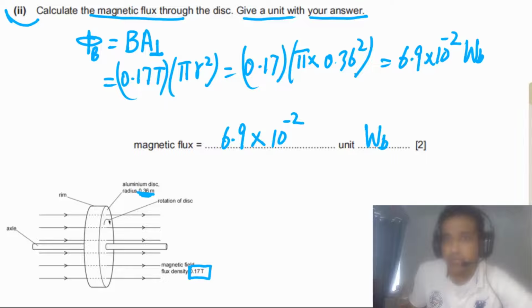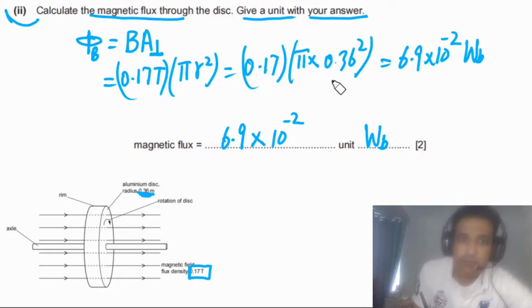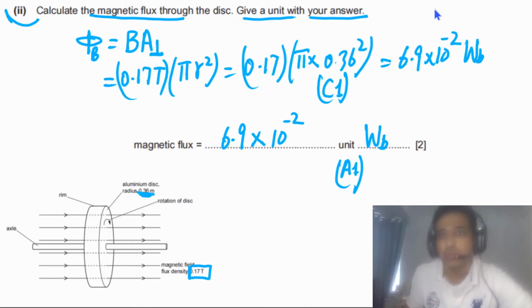This question has 2 marks. The first mark you will get if you have written this expression, you will get 1 C mark. Then the second mark is the answer mark: if you have got the right value of magnetic flux and you have written the right unit, you will get 2 marks.